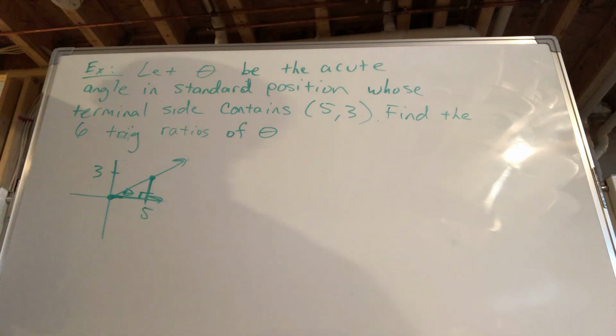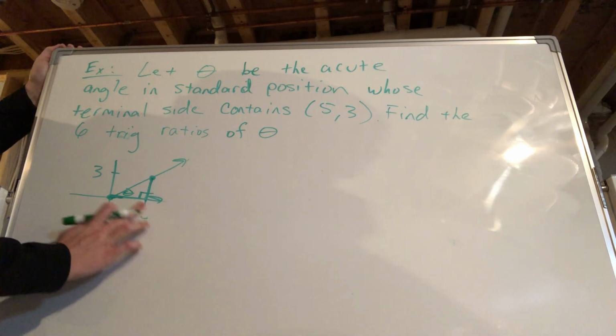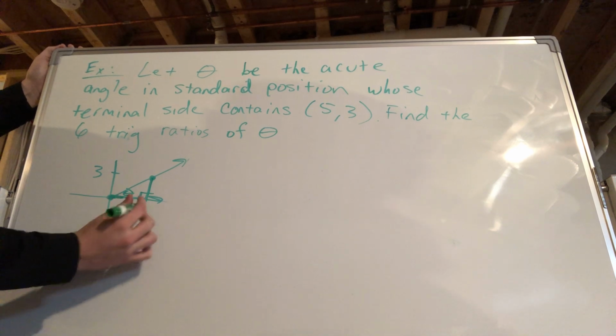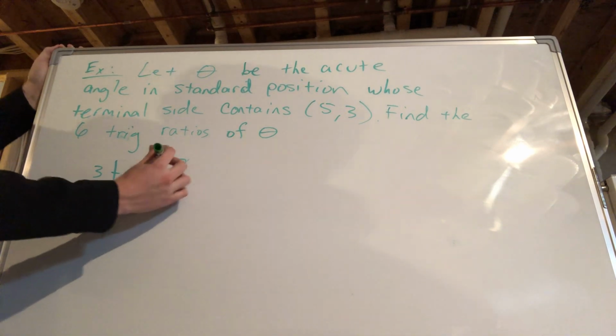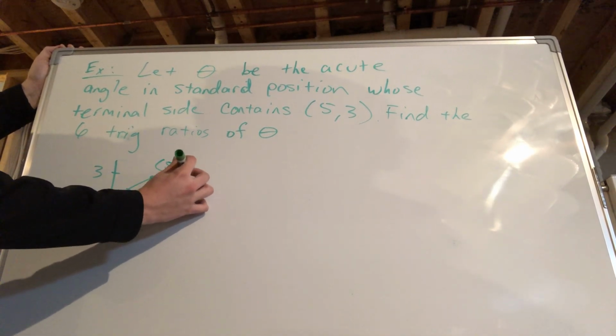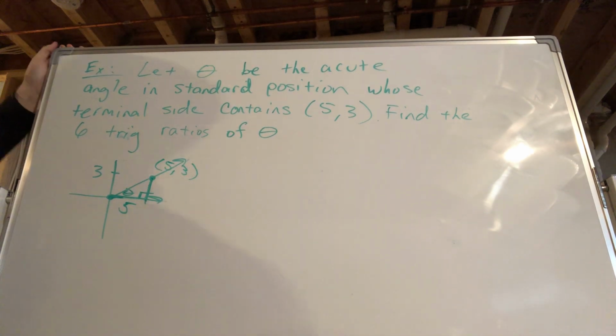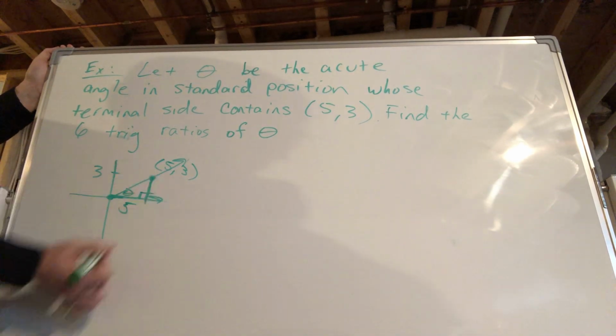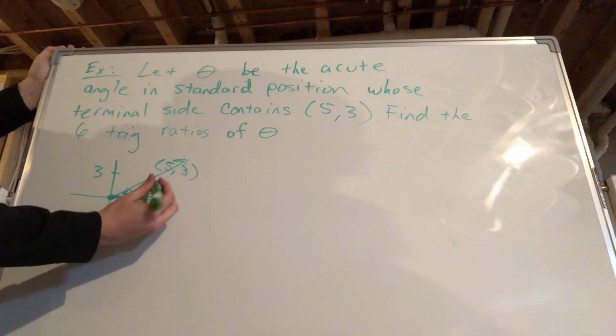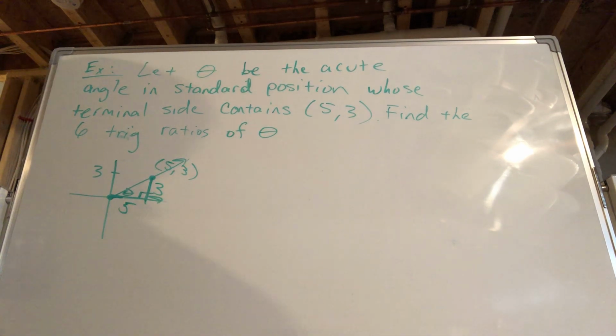So, guys, we know 2 sides of this right triangle already. Wouldn't this side right here be 5? The x value of whatever that point is. Let me go and write down the point. If the point's 5, 3. Okay. And then wouldn't the y, the vertical side, be 3? Whatever the y value is of that point. So we know 2 of the 3 sides. So how do you find the third side?